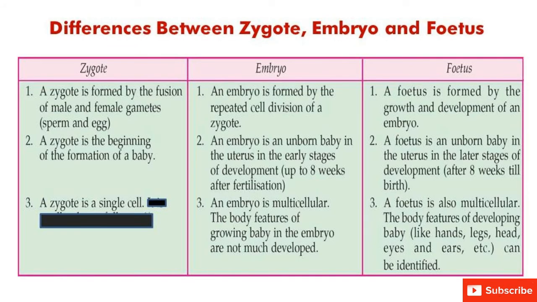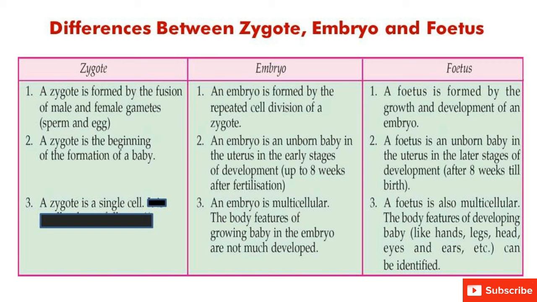Now you must have understood what is the difference between zygote, embryo and fetus. So zygote is formed by the fusion of male and female gametes, that is the sperm and the egg. Then the zygote develops. Zygote is the beginning of the formation of a baby. A zygote is a single cell, whereas an embryo is formed by the repeated cell division of zygote. An embryo is an unborn baby that is inside the mother's womb. An embryo is multicellular. Next, what is fetus?